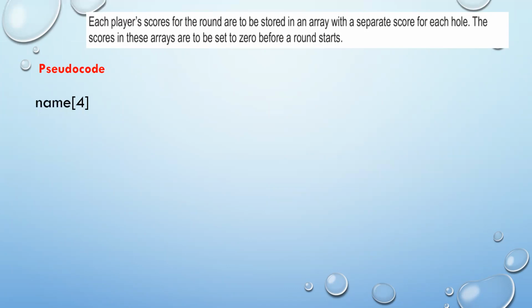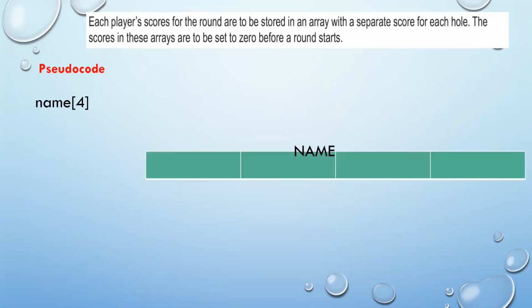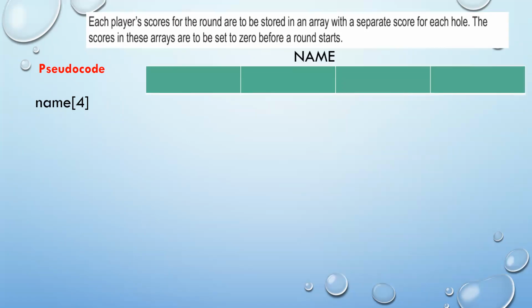Now, to begin with, we are assuming, as per the question, there could be a maximum of 4 players. So I'm declaring an array of size 4. Remember, it's a program in pseudocode, not in any programming language. So name brackets 4. That will declare an array internally in the memory of size 4.